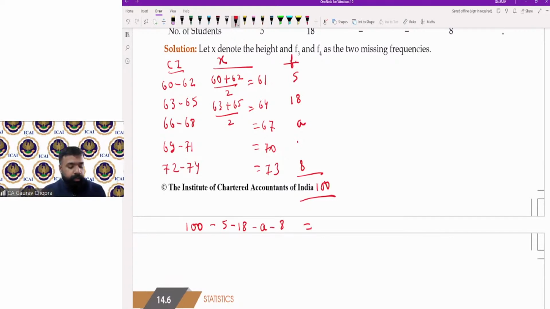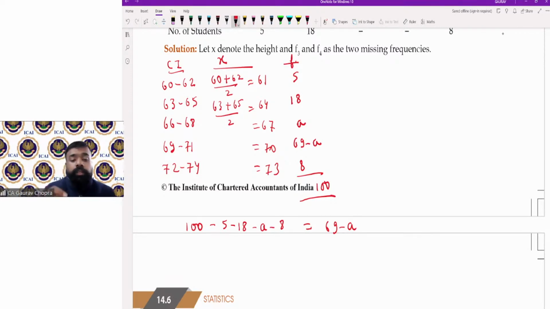So let us check what we are getting. So 100 minus 5 minus 18 minus 8. So 69 minus 8. So here we can write 69 minus 8. This is the first step.